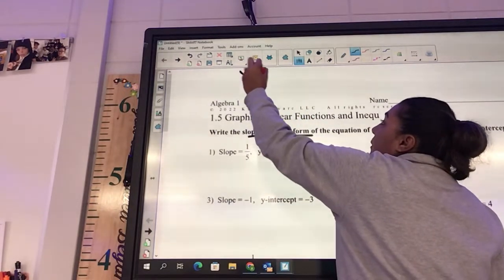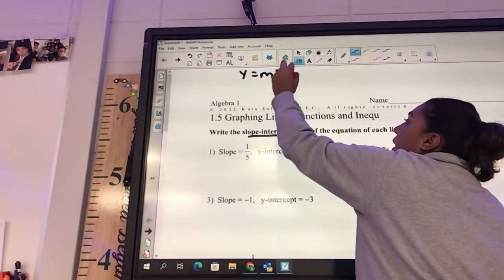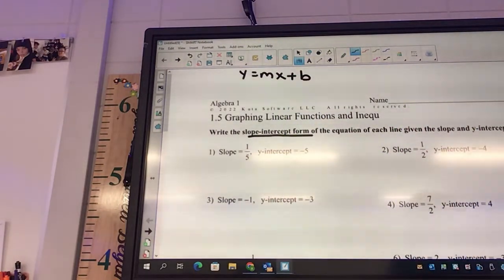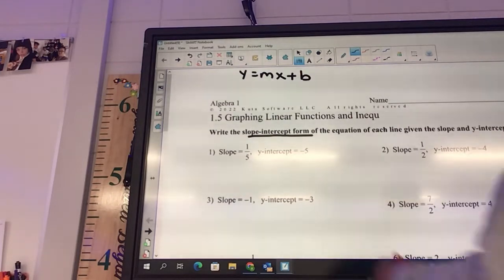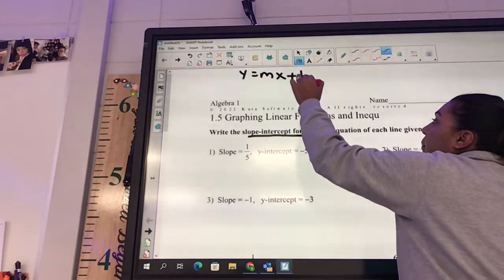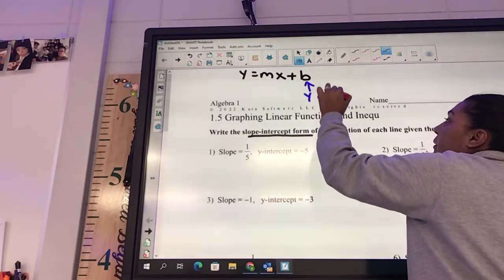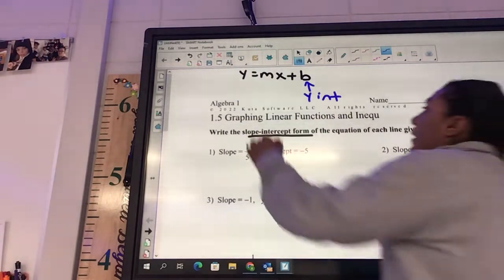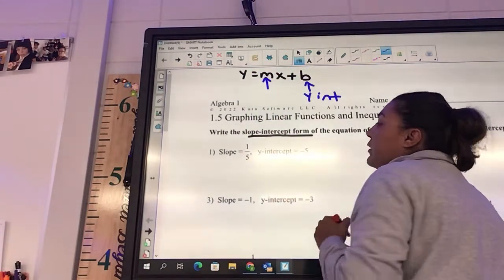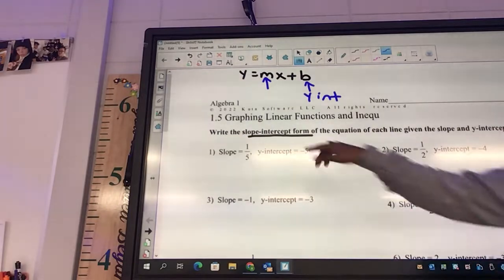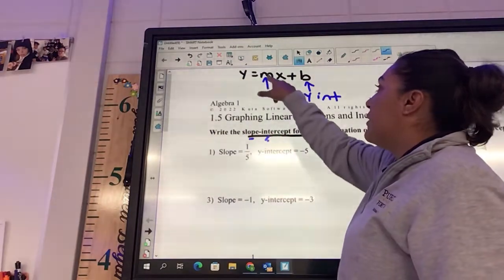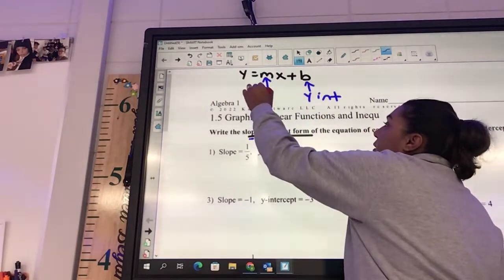Okay, here's the formula. Y equals mx plus b. Write that on your paper. The b is the y-intercept. The m is what? What other part of the word have we not used? Oh, slope. The slope, okay? Slope and intercept. That's why it's called slope-intercept form. This is the slope.